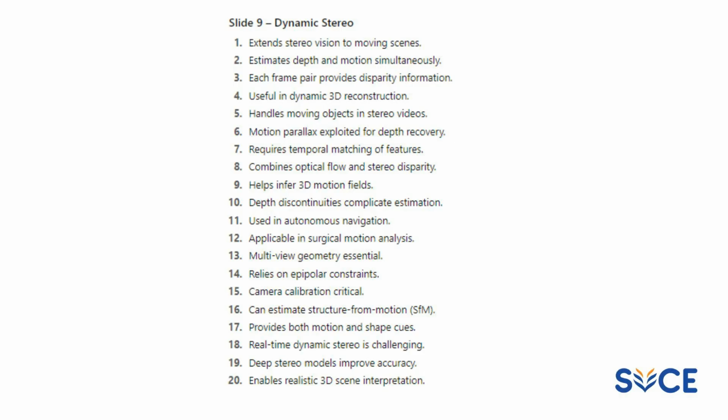The dynamic stereo challenges are: moving objects can cause matching ambiguities, since corresponding points may shift between the frames. Camera motion adds another layer of complexity, which requires estimation of the ego motion to separate background motion from object motion. Temporal consistency must also be maintained; the depth estimates need to be smooth and coherent across the frames.